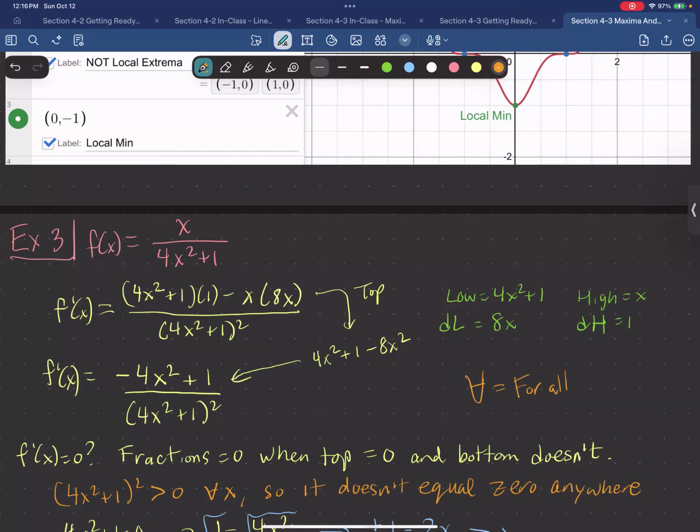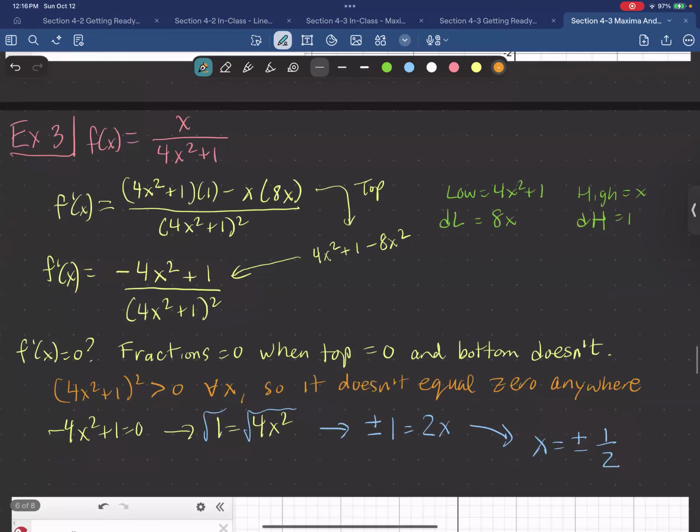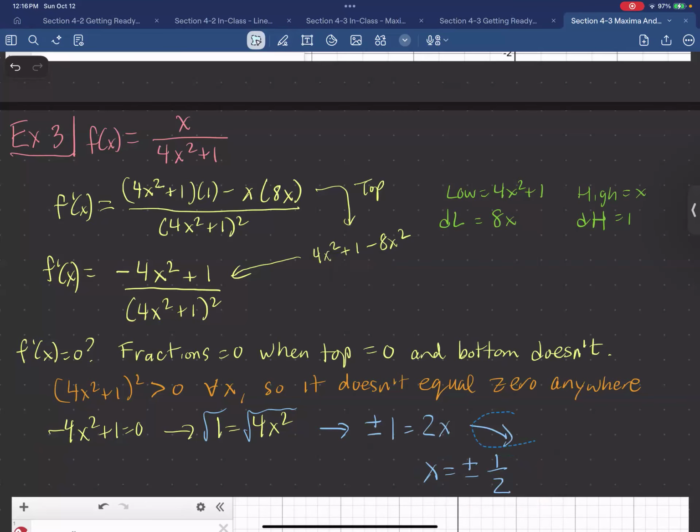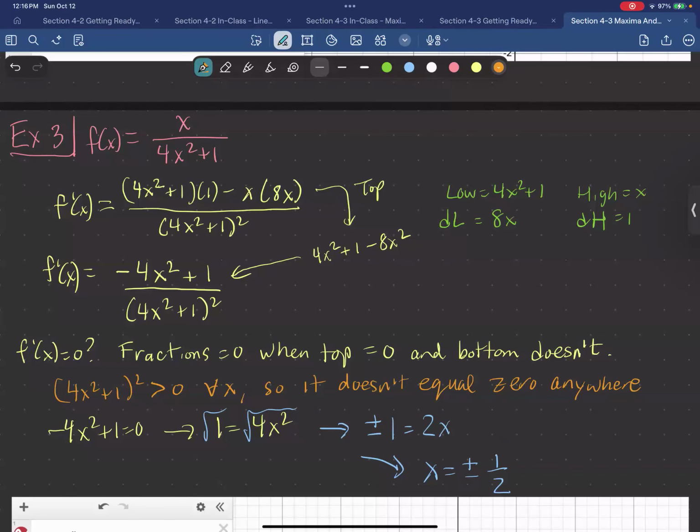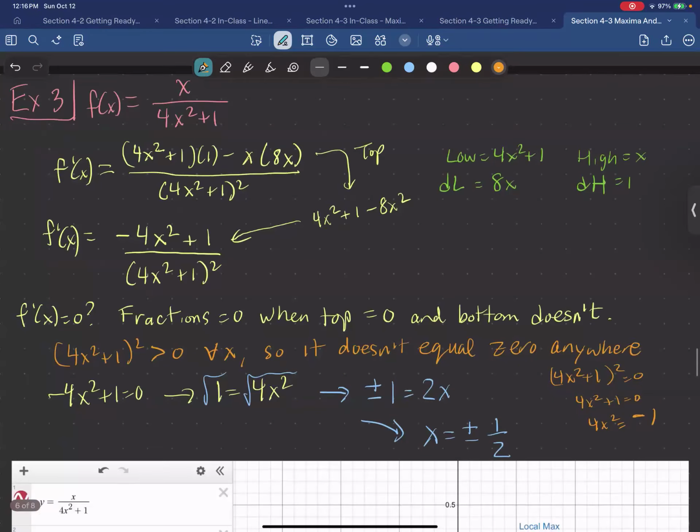And you can see that if I do a little side work here, get a little bit of a side hustle going on. If I set that equal to 0 and solve, I will find I don't get 0 anywhere. Take the square root. If I do that, I get 4x squared equals -1. This is always positive on the left, and the right side is negative, so it can't be true anywhere. Okay?